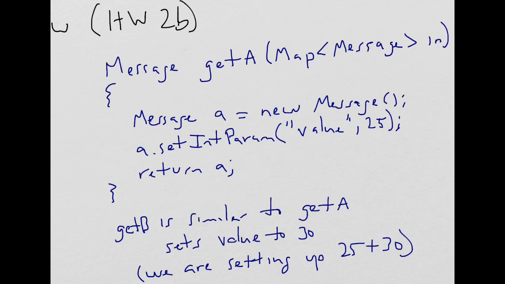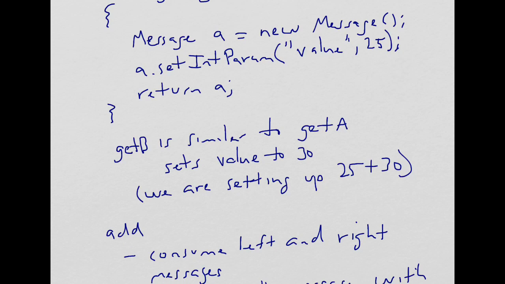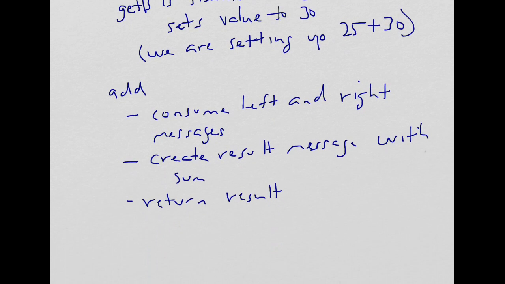Not unpack the message, but what we're doing is we're actually taking this message, we're putting a value 25 in it. The get B message is actually doing exactly the same thing as get A, but it is setting the value equal to 30. Now I want to point out this is kind of overkill for doing this computation, but keep in mind that more interesting data flow computations could even perhaps take their input from a data file or something like that. So keep in mind it's intentionally simple so we learn the basic principles of what a data flow system does. The add method is basically going to consume these left and right messages.